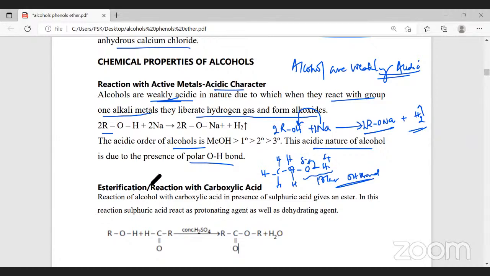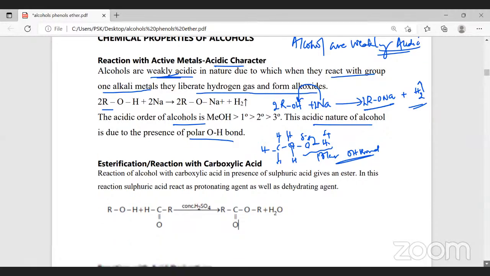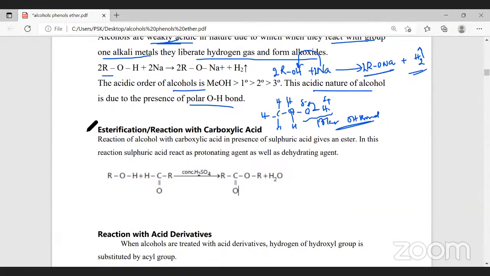The second property: the first property is acidic nature, which we have learned. The second property is esterification. It is an important question for second PUC, 12th standard, and also for competitive exams. We'll have to learn this. Now, what is esterification? In simple words, esterification is the formation of an ester.